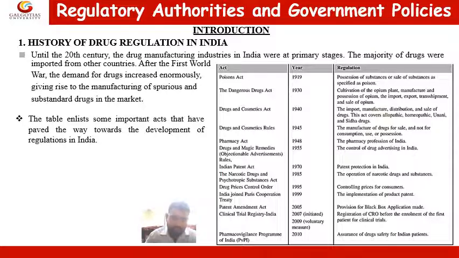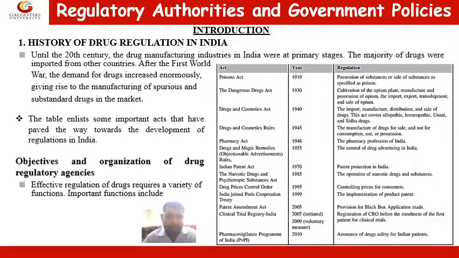Now we come to the next topic, the objectives of these various organizations. Their primary objective is effective regulation of drugs, which requires a variety of functions. First is the evaluation of safety and efficacy data from animal or clinical trials. These bodies primarily aim to evaluate the safety and efficacy of any clinical trial in human or animal subjects at the primary stage.